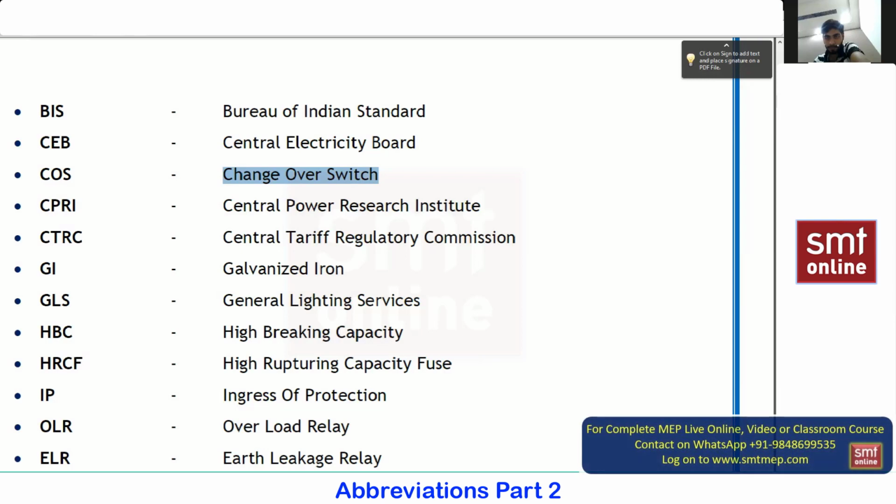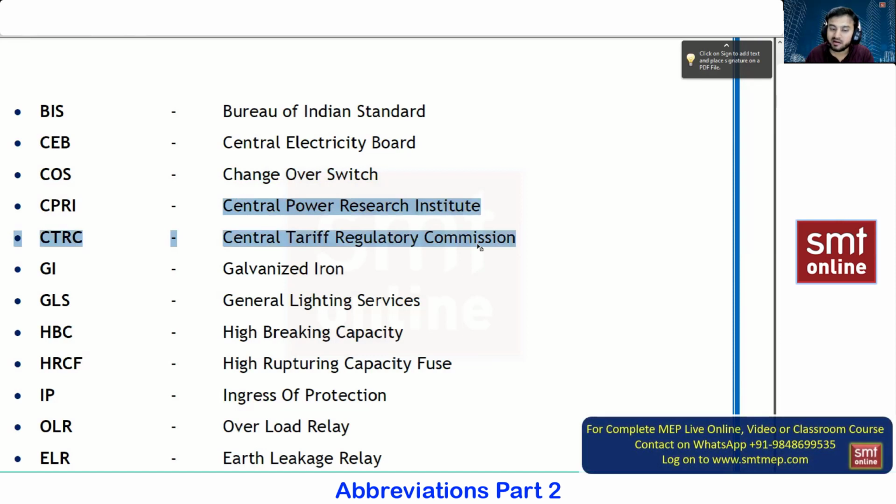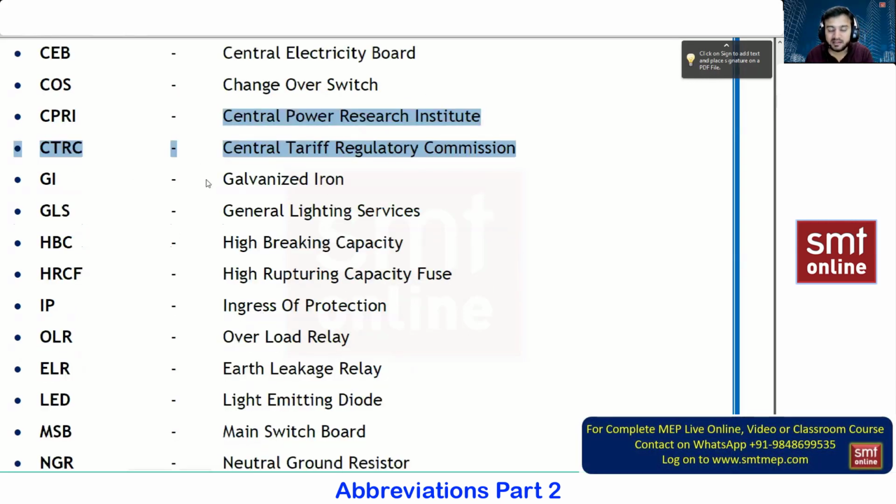Next, we have the CPRI, Central Power Research Institute, and the CTRC, Central Tariff Regulatory Commission. The CPRI is an institute which works on the research and development of power: how we can track the energy, how we can save the energy, what the best resources are, how to save the environment. All those things are with respect to the CPRI. The CTRC are the people who make the tariff. On a monthly basis we get an electricity bill, so who frames all those charges? These are the people.